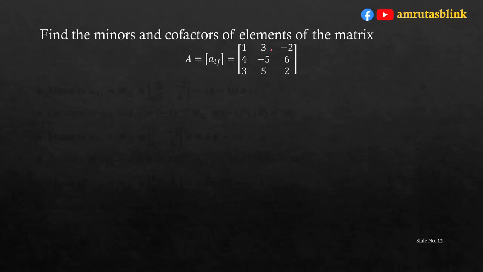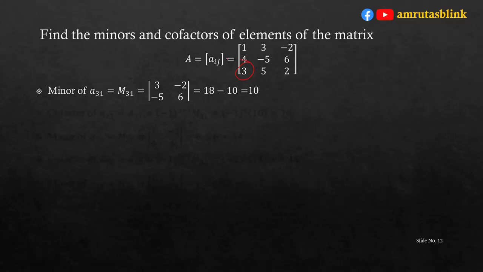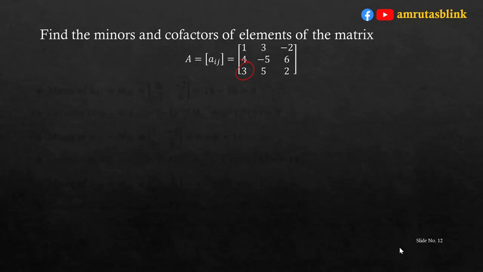Now, we will calculate minors and cofactors for the elements of the third row. So, the minor of element A31, that is 3, is equal to determinant 3, minus 2, minus 5 and 6.